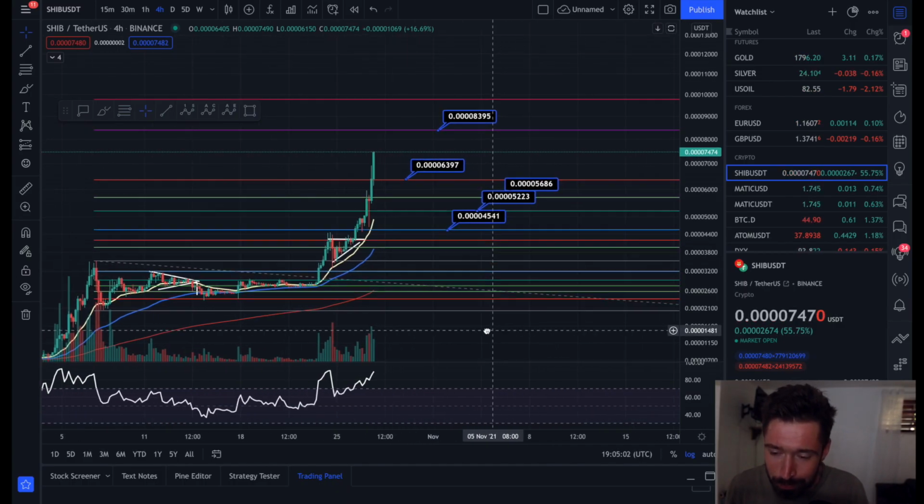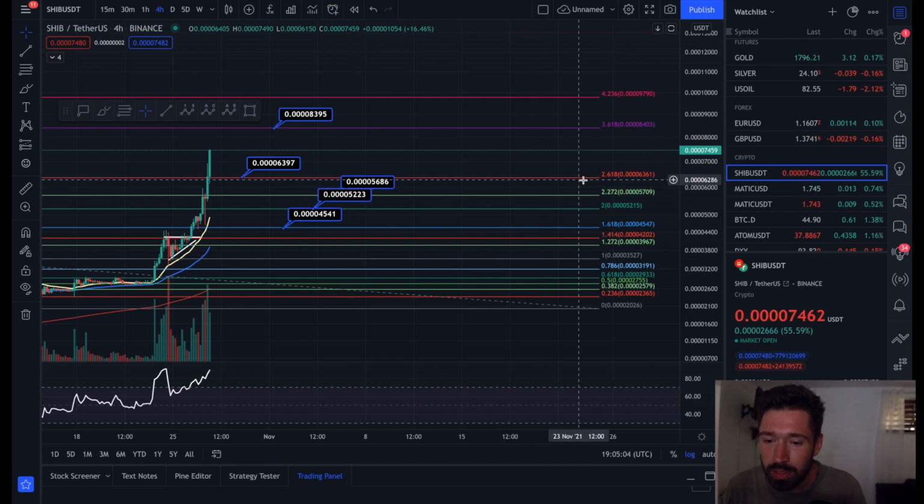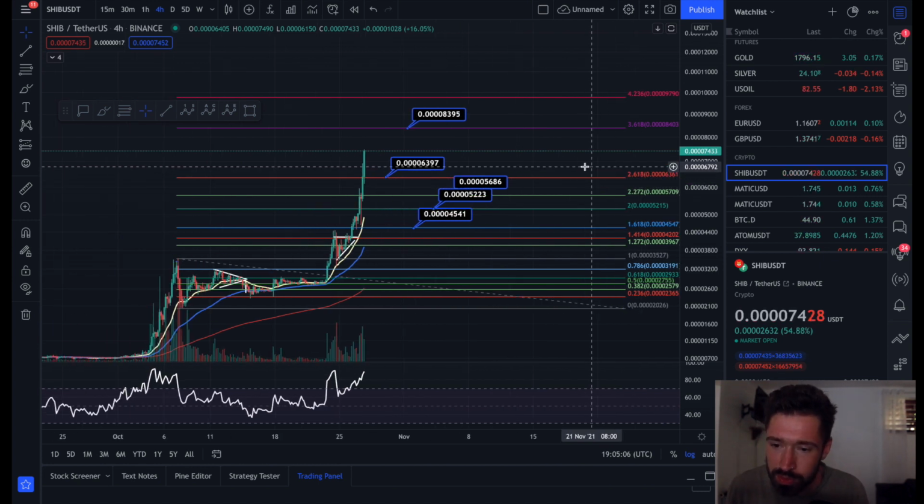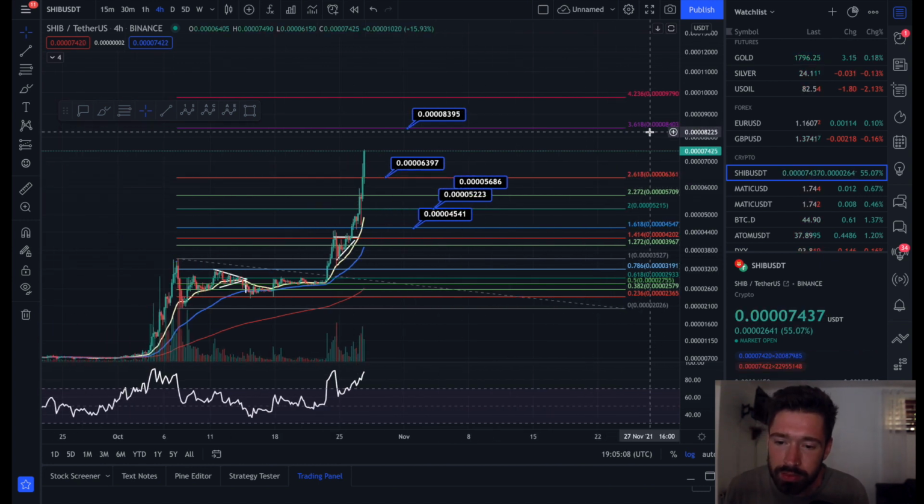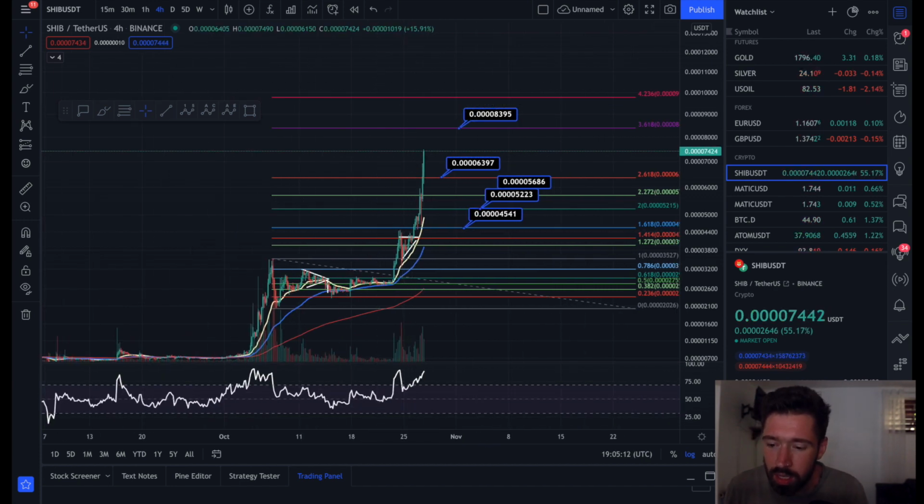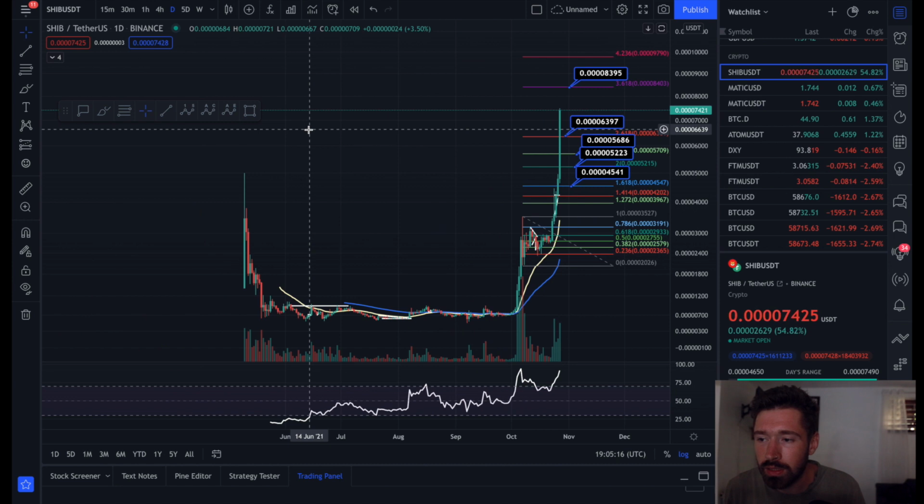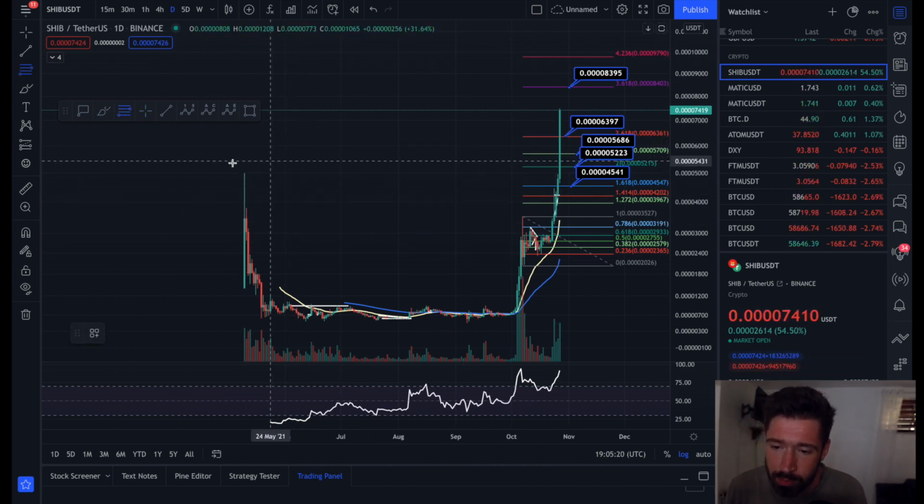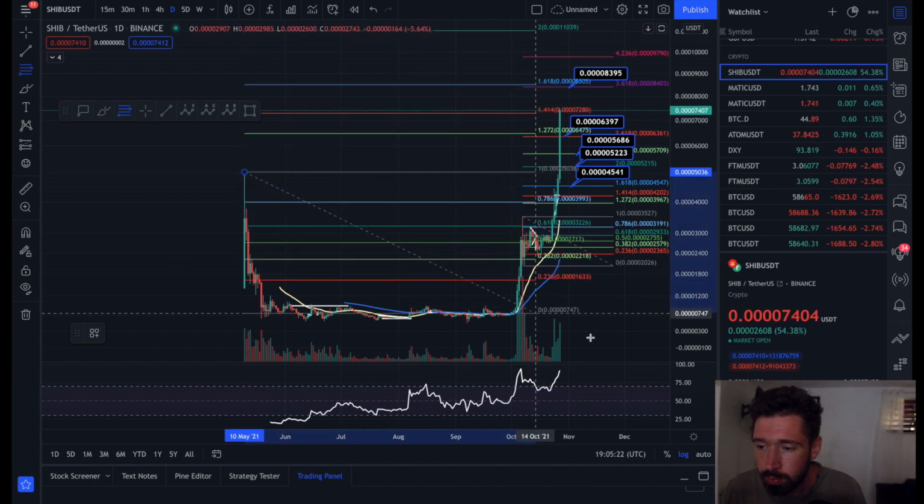Look at this, guys. Absolutely parabolic. We absolutely smashed through the 2.618 and we're on our way to the 3.618 extension. Now there is another level of resistance that I want to drop in here on the daily. So what we're going to do is go to the previous all-time high. We've absolutely obliterated the previous all-time high.